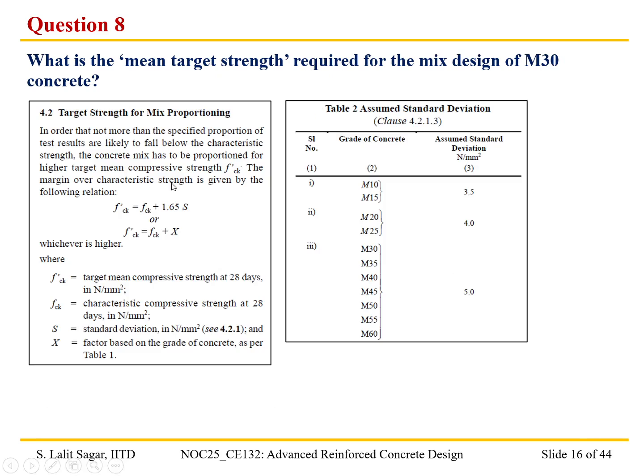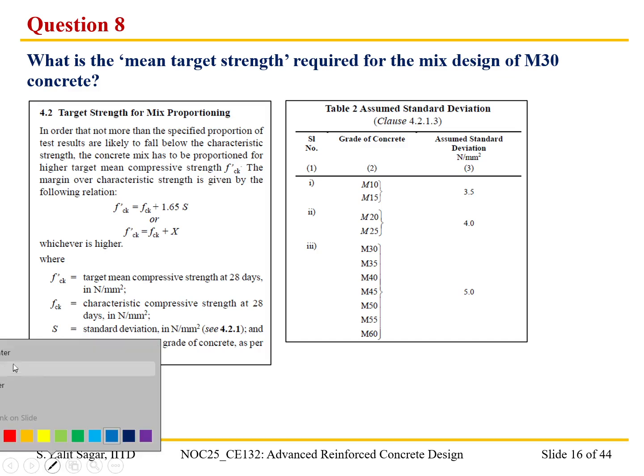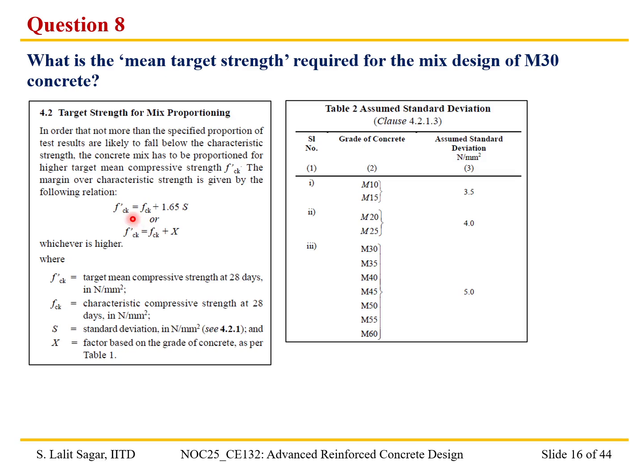Here is clause 4.2 of IS 10262 2019, and we can see that we have two equations. We can use both these equations, they're equally good. I prefer to use the first one, that is f prime ck is equal to fck plus 1.65 into s, and the value of s can be obtained from table 2 of this IS code. We'll move on to the next question now.